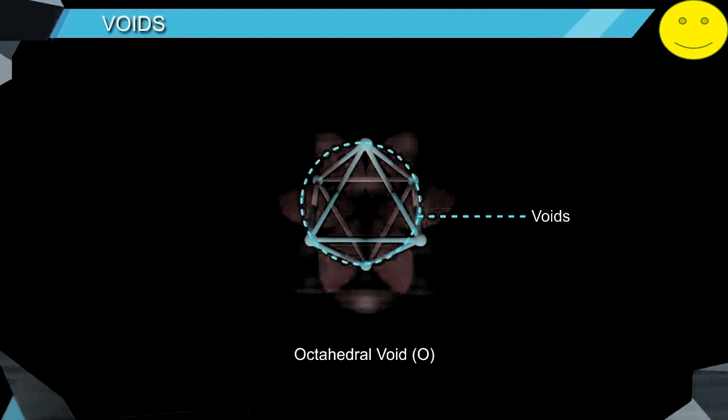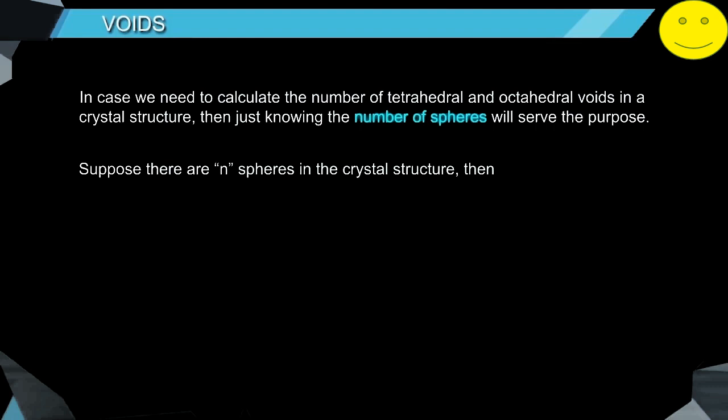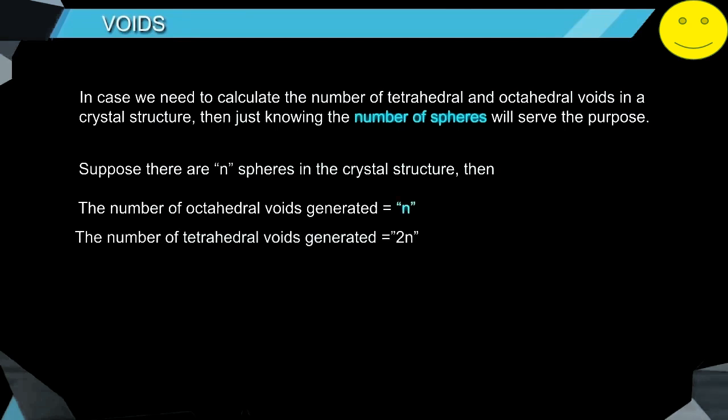Now in case we need to calculate the number of tetrahedral and octahedral voids in a crystal structure, then just knowing the number of spheres will serve the purpose. Suppose there are n spheres in the crystal, then the number of octahedral voids generated is equal to n, and the number of tetrahedral voids generated will be 2n.